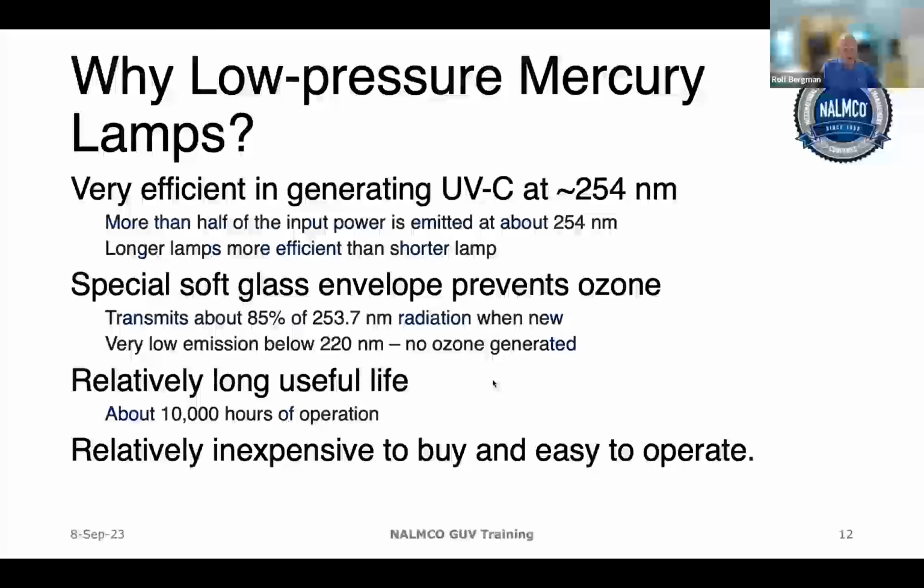But the glass that's used doesn't transmit 100%. It transmits only about 85%. So we're already absorbing a little bit of the 253.7 nanometer light that is coming out, and about 85% is pretty good. However, that fraction goes down with time as you burn the lamp for various processes. So that makes a useful life of about 10,000 hours.